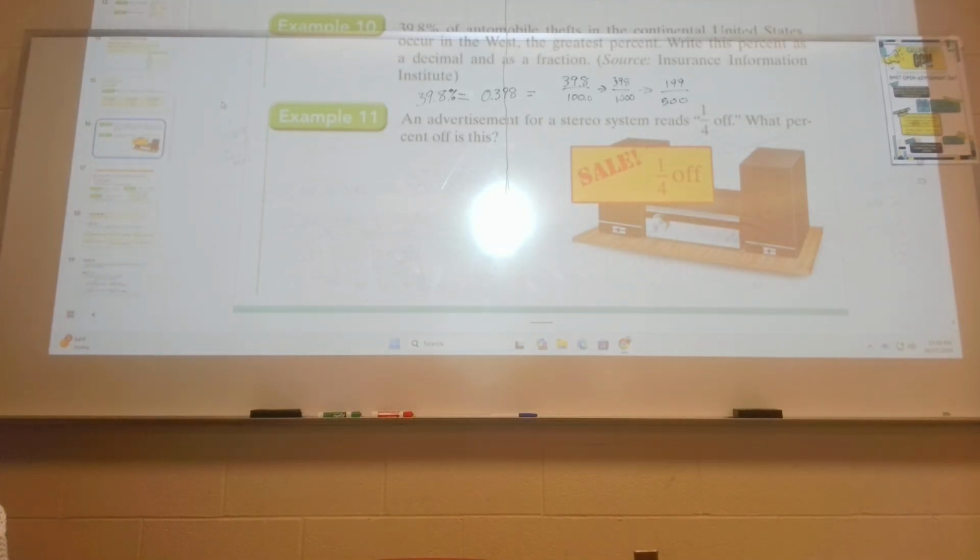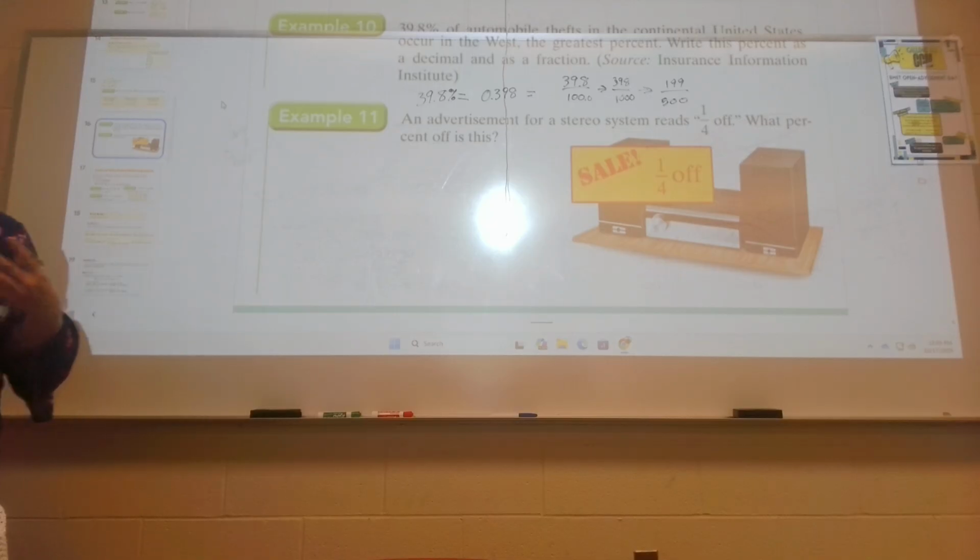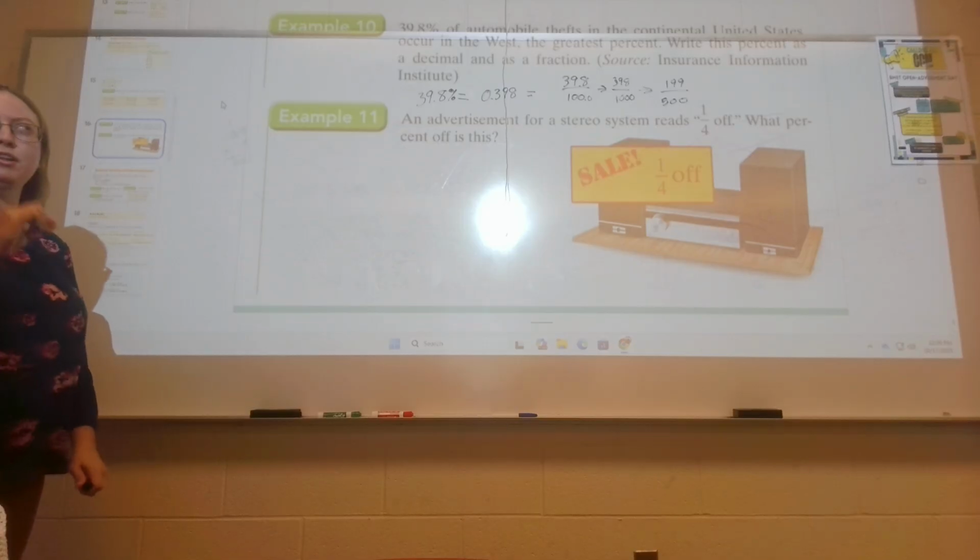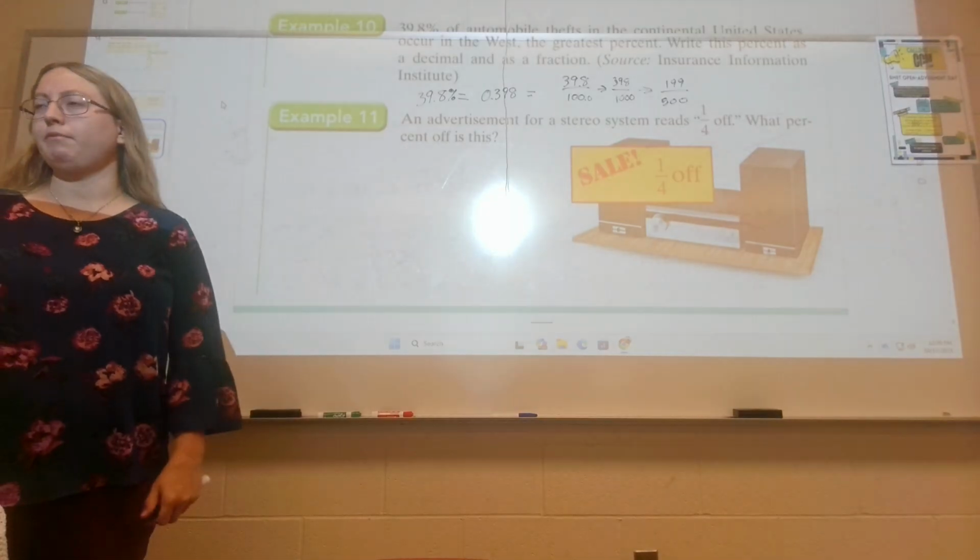In example 11, when it tells you that a sale says it is a quarter off, you do your division to get the decimal, and you get 0.25. What's 0.25 as a percentage? 25%. So a quarter off means 25% off. Right? Part of that is you can even skip some of the middle steps if you can remember a quarter is equal to 25%. It's like a third is equal to 33%. Sometimes knowing a couple of those percentages makes the work go a little bit faster.